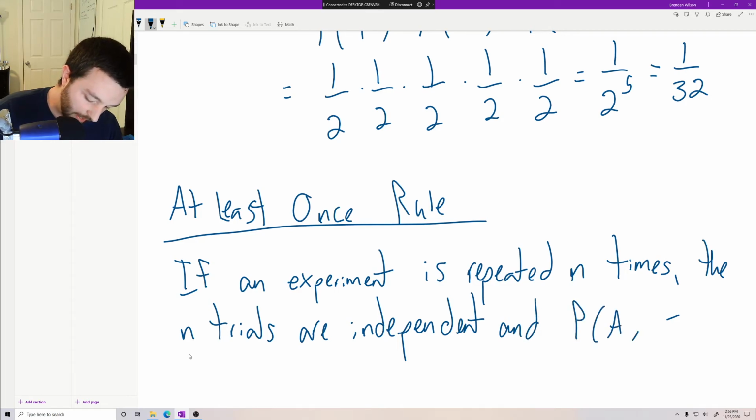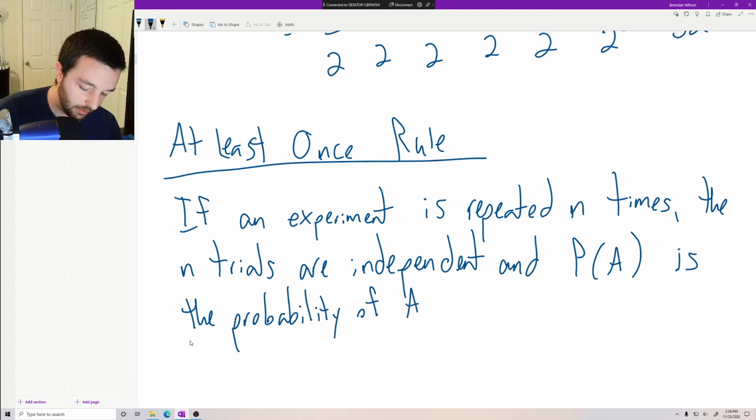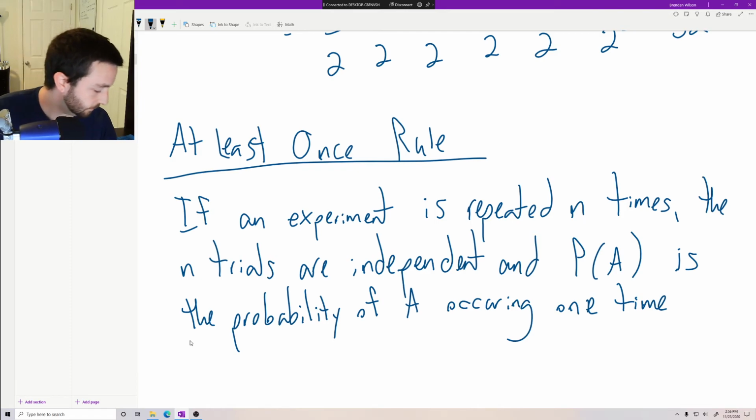And the probability of A, P of A, is the probability of A occurring one time. So this would be like 1/2 in the last example, the probability of getting tails one time.